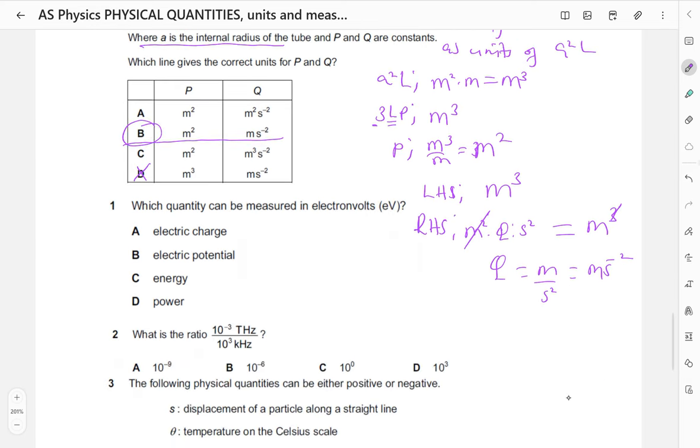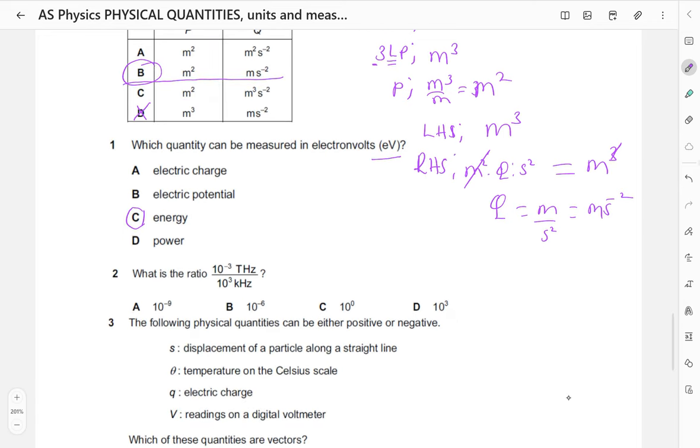Which quantity can be measured in electron volts? Of course, that is energy. We have already seen that. Energy can be measured in electron volts.